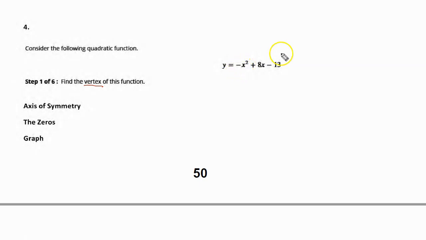Now, since A is negative, the vertex is going to be a maximum. So again, V equals negative B over 2A, which is going to equal a negative B, which is a negative 8, and our A is a negative 1. So 2 times negative 1 is negative 2. So our X value in the ordered pair of the vertex is going to be 4.